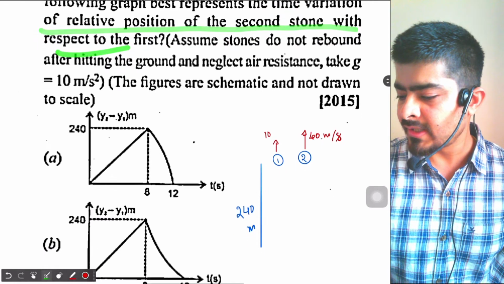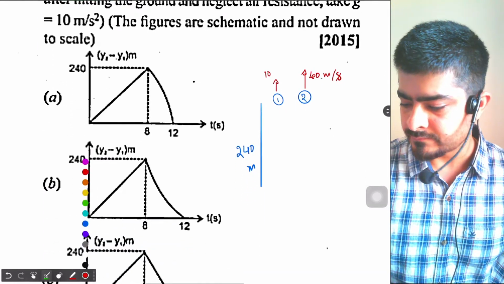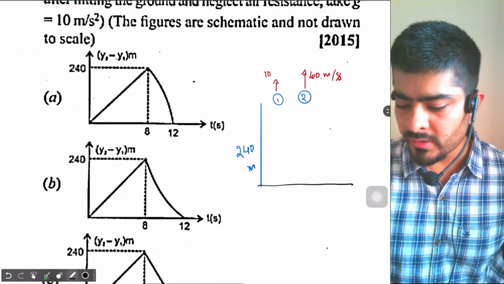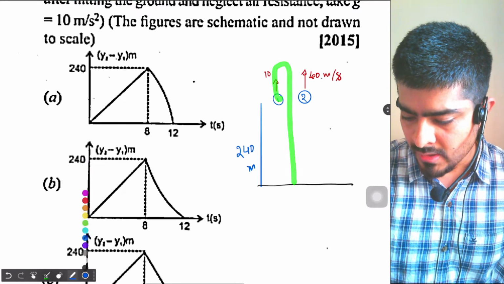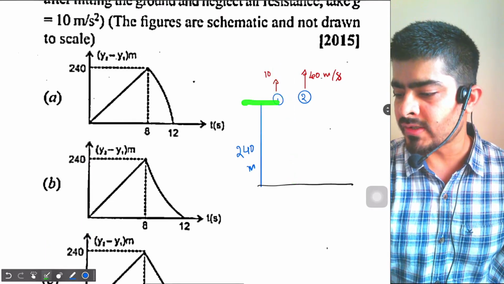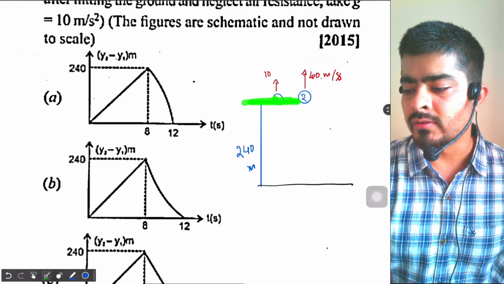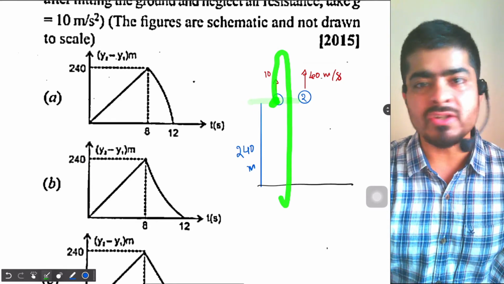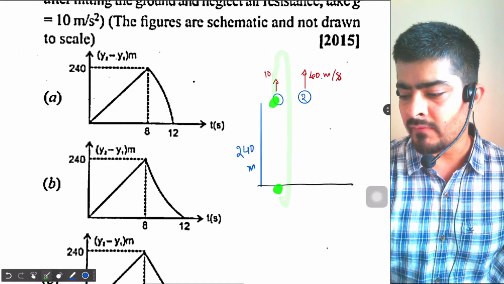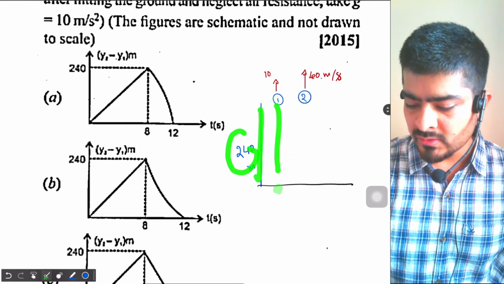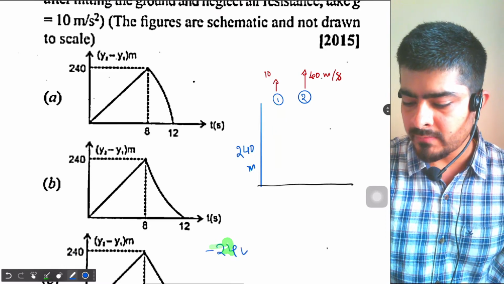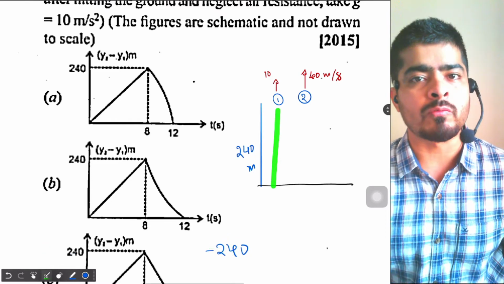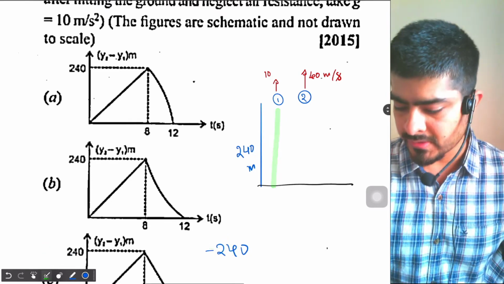For that, let us first find out the time duration after which the first stone will fall to the ground. So the displacement of the stone is how much? It is going up and then coming down, but its initial and final positions have a displacement of 240 meters. Its total displacement is minus 240. Why minus 240? Because you're going down. I'm taking downward direction as negative, upward direction as positive.